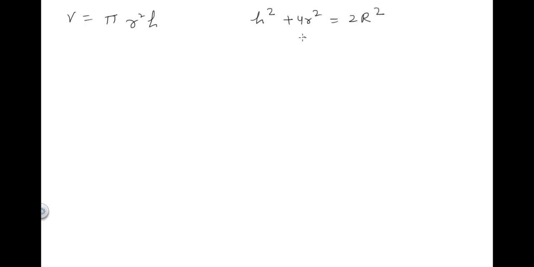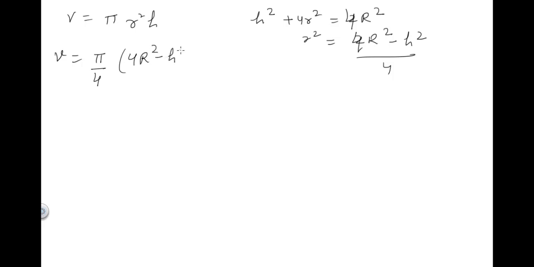Now, pi r square h. Let us calculate the value of r square. It is (4R square minus h square) divided by 4. Let us put it here. Volume will become pi, and instead of r square we put 1 upon 4 times (4R square minus h square) multiplied with h. Let us multiply this h inside. We get pi upon 4 times (4R square h minus h cube).